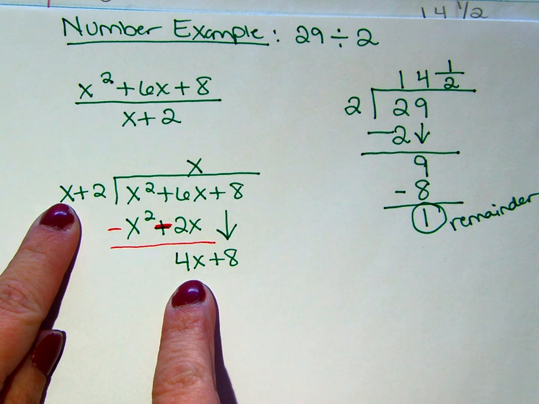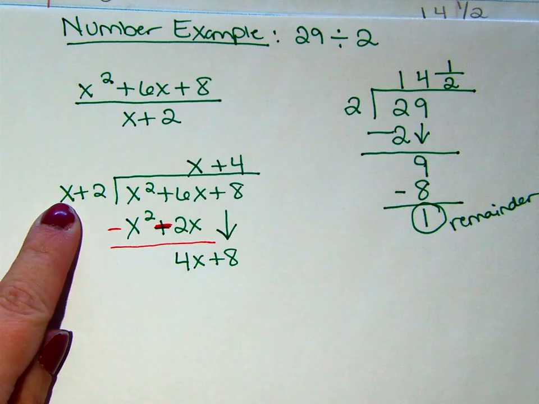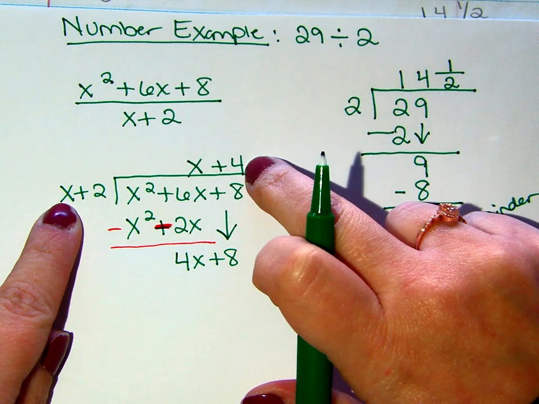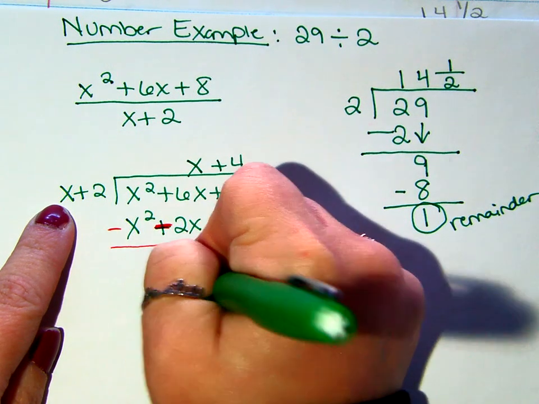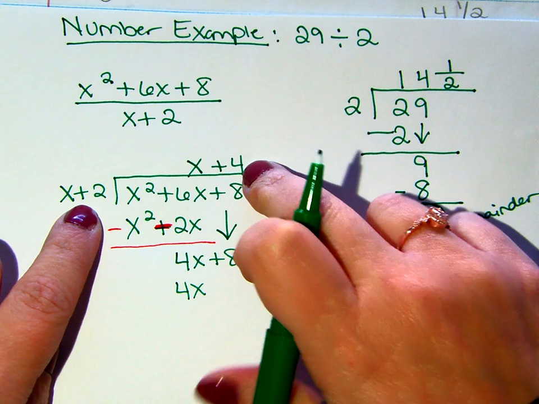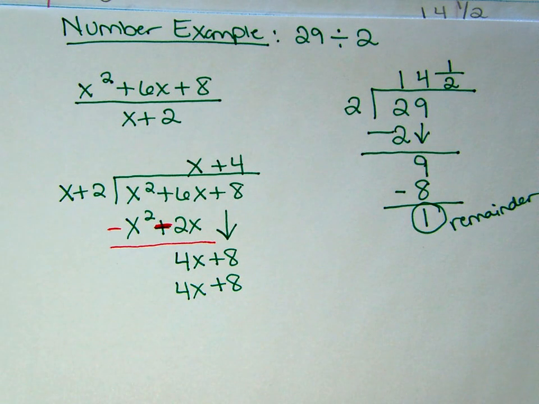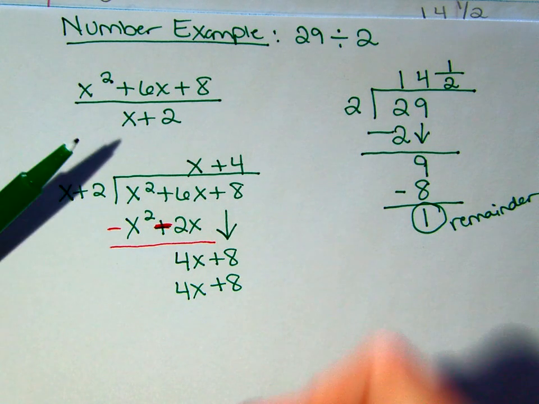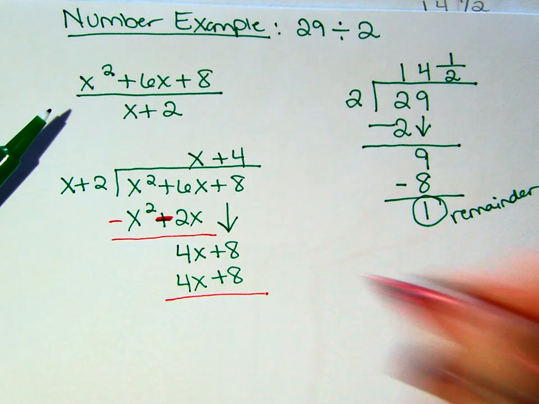Four. So on top, I'm going to put plus 4. I'm taking 4 times x, which will give me 4x. Then I'm taking 4 times the plus 2, which will give me a plus 8. Hopefully you can see what's going to happen, because I'm going to draw my line, which means I change my signs.